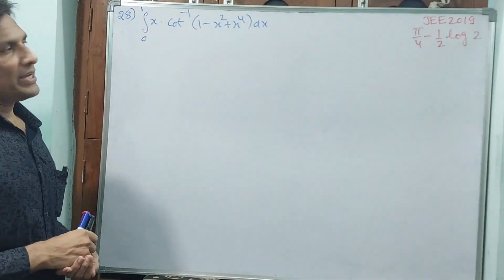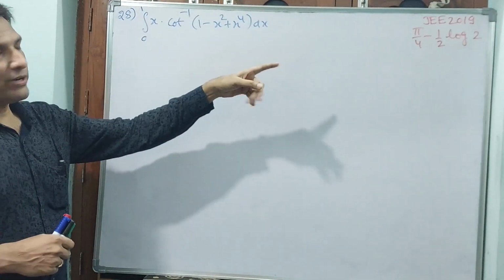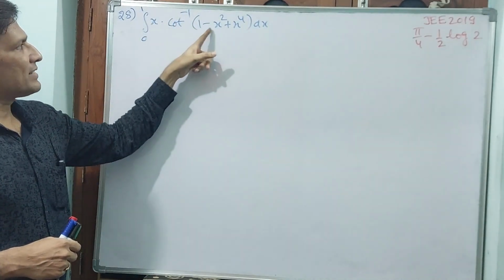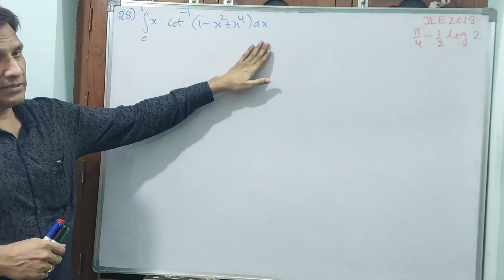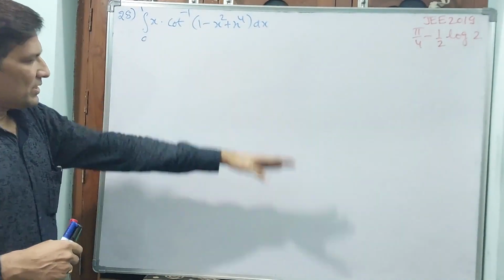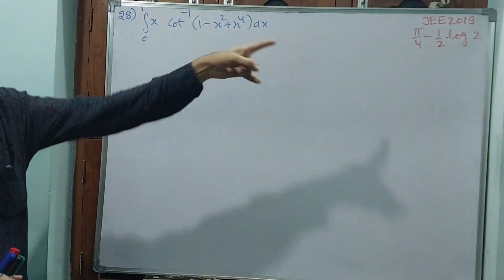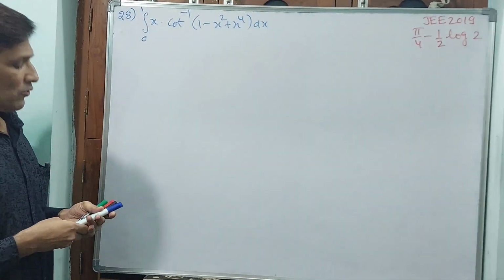See question number 28, 2019 question. Integral 0 to 1 x into cot inverse of 1 minus x square plus x to the power of 4 dx. I don't think space is enough. We may have to rub the board once. I have written the answer there. Let us see how we are going to achieve this.